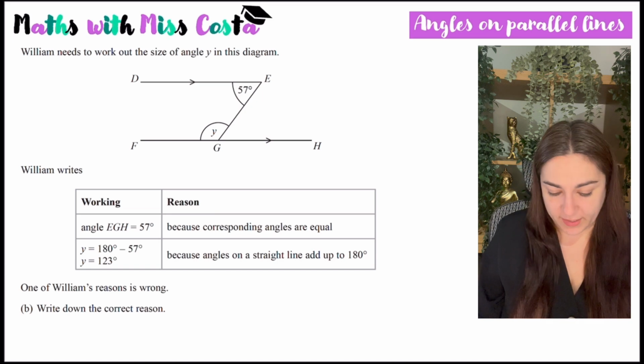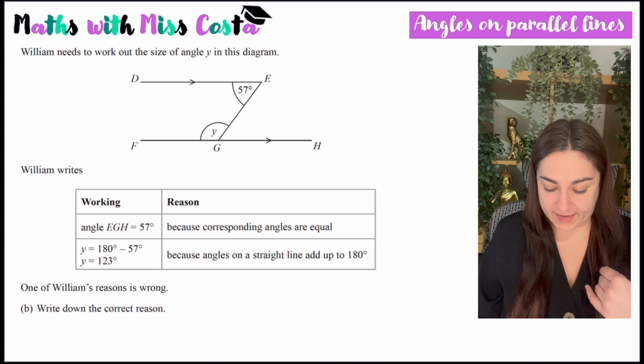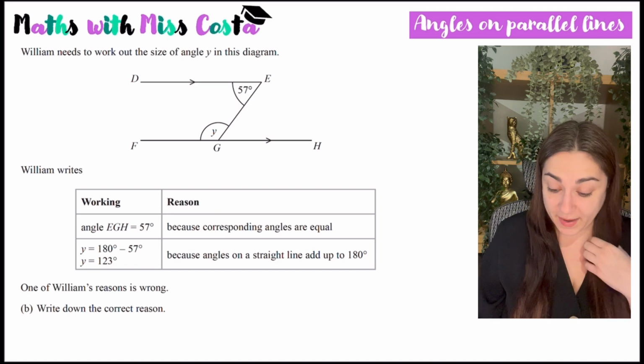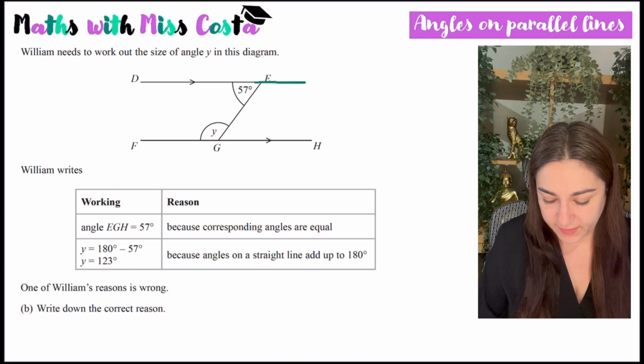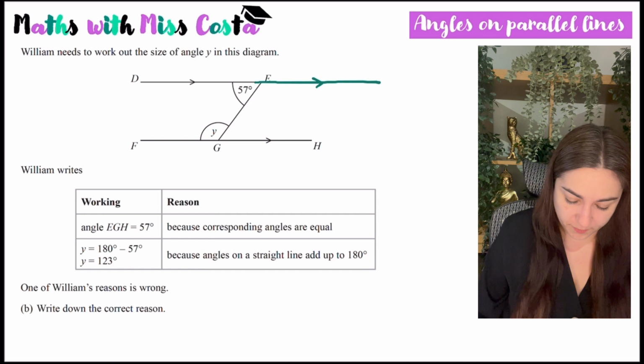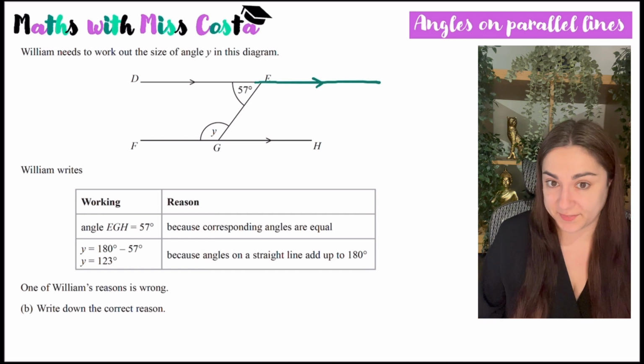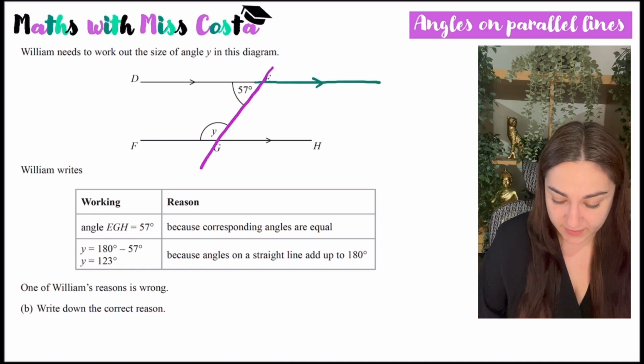Okay, next I'm told that William needs to work out the size of angle Y in this diagram. I know that I've been given parallel lines. So what I can do first of all is just extend this just to make my life a little bit simpler. It might help, it might not, but it helps show the transversal, which is the diagonal over here. Just might make things a little bit easier.